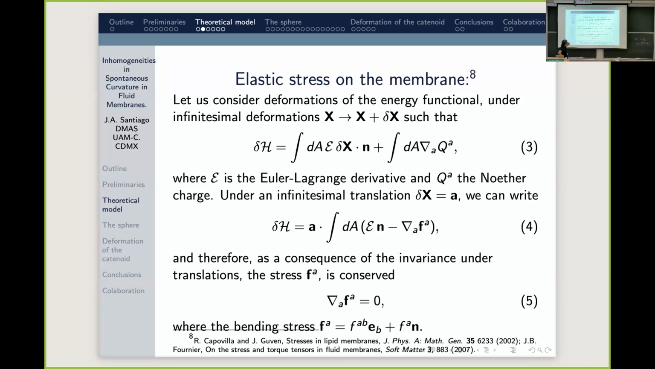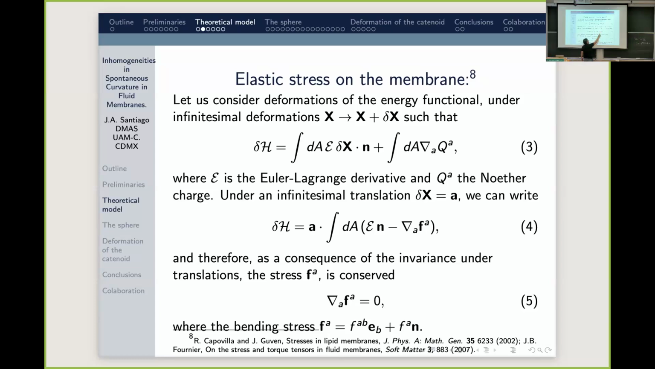Then, under an infinitesimal translation, we obtain this equation, so that as a consequence of the invariance under translations, we obtain these equations on shell, right? Thus, on shell, of course, this formula implies that this integral is the elastic force acting along the membrane.